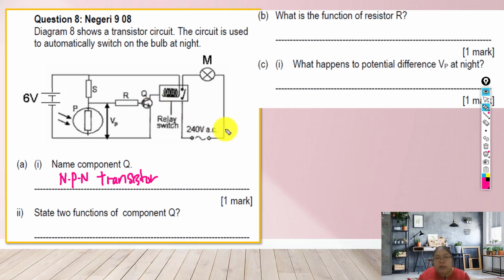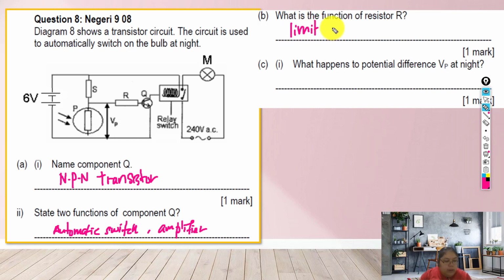State the two functions of component Q. So they ask about the transistor, what's the function. Okay, so from here we can mention the function. It becomes an automatic switch. They also can become an amplifier. Okay, so these are the functions for the transistor. So what is the function of the resistor R? Okay, first one, resistor R. What's the function? The function is to limit.